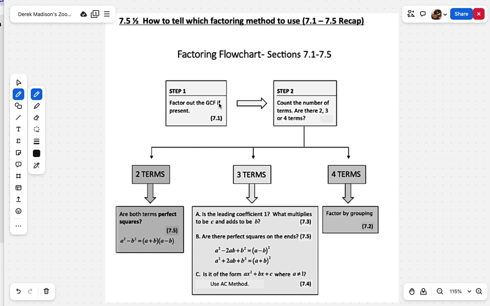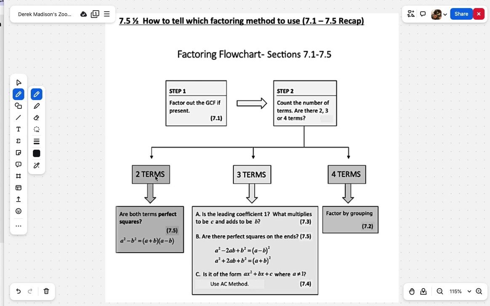Step two, count the number of terms, and it's either going to be 2, 3, or 4 terms. So you got your greatest common factor out if there's one of those, and now do you have 2 terms, 3 terms, or 4 terms?